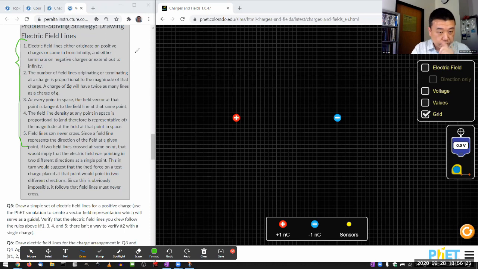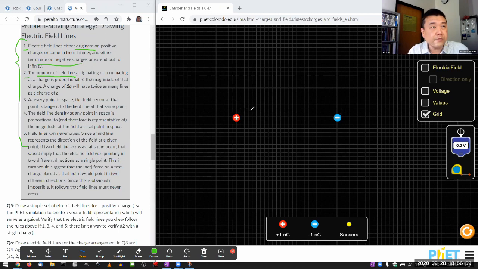So I'm going to try to stick to rules number 1 and 2, which is they originate on positive charges and terminate on negative charges. So I should have field lines coming from the positive charge here, and I should have field lines ending at the negative charge here. And reading ahead, the number of field lines is proportional to the magnitude of the charge. For both of these, let me draw 4 lines. It's a little bit sparse, but let me work with the 4 lines.